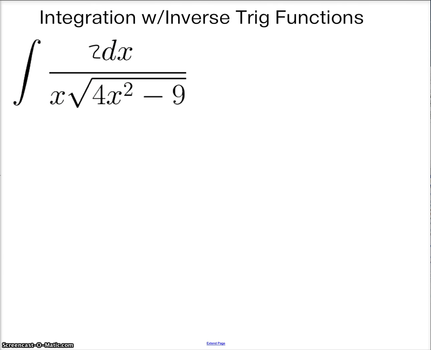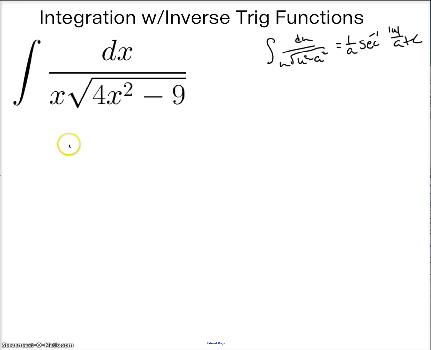Let's try this one. Now, you can tell I've already been playing with this one. This is the integral of, let's see, dx divided by x, square root of 4x squared minus 9. So you know that the integral of du divided by u, square root of u squared minus a squared, is 1 over a secant inverse of the absolute value of u over a plus c. Okay, cool, we're in good shape.